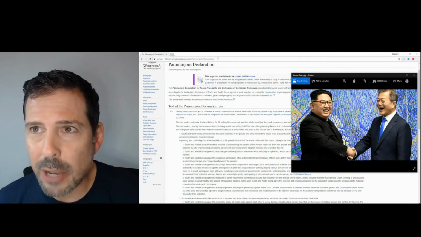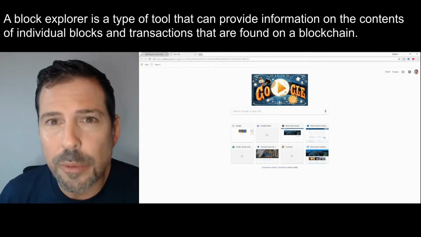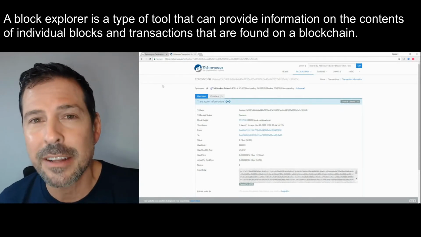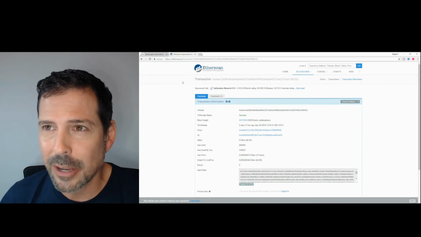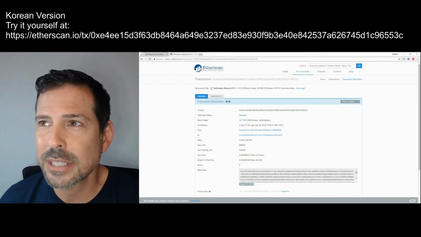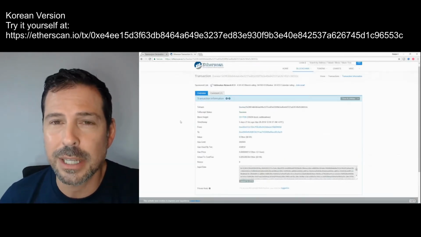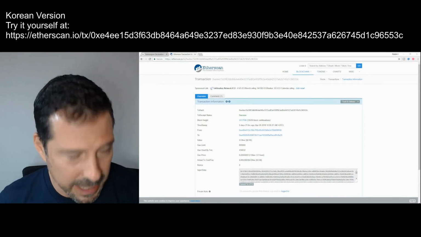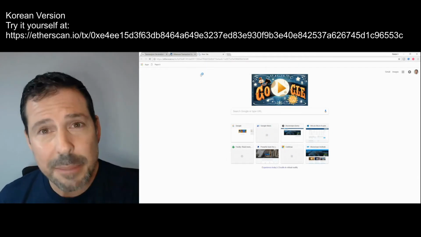What I will do right now is take you to what is known as a block explorer. A block explorer is a tool that enables you to look inside a blockchain. In this case, we're looking at Etherscan, which is a block explorer that focuses on the Ethereum blockchain. What you're seeing right now is the transaction that has the Korean text, with a transaction ID that ends in 553C. I'll now take you to the English transaction, and what you will find is that it has a different transaction ID, because they are two separate transactions.